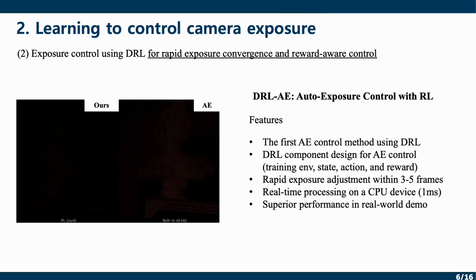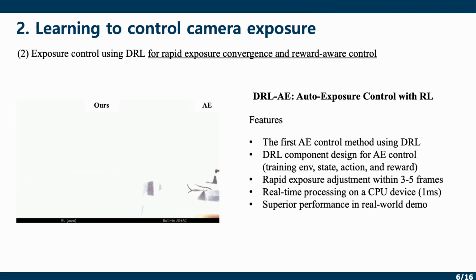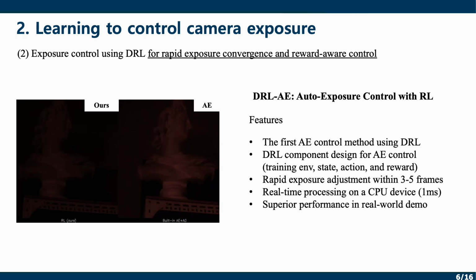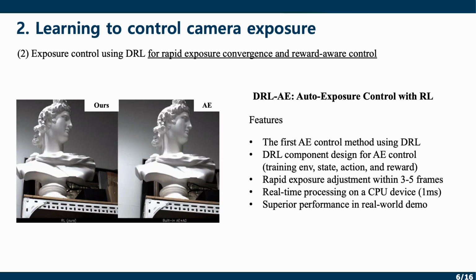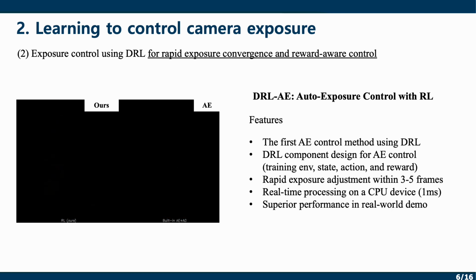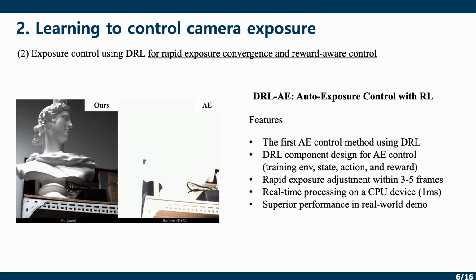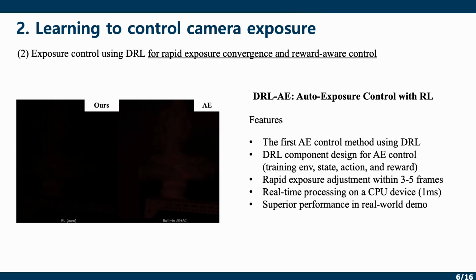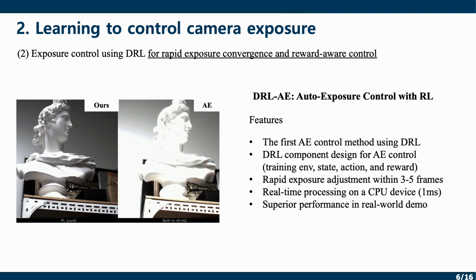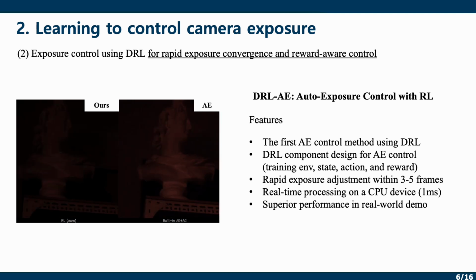To address these challenges, we introduce a method using deep reinforcement learning for rapid exposure control. Our approach, DRLAE, is the first to use DRL for auto exposure control, achieving rapid adjustment within 3 to 5 frames and real-time processing on a standard CPU device. This method outperforms traditional auto exposure systems, especially in dynamic real-world environments.